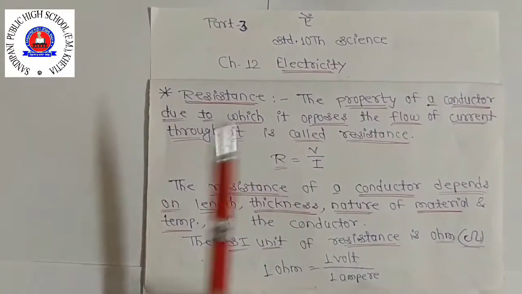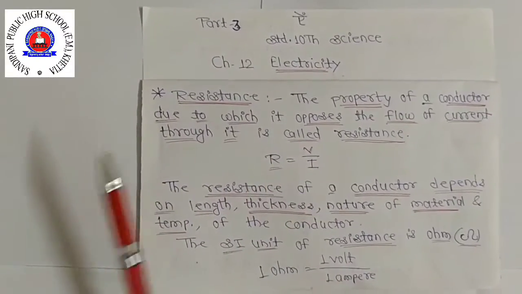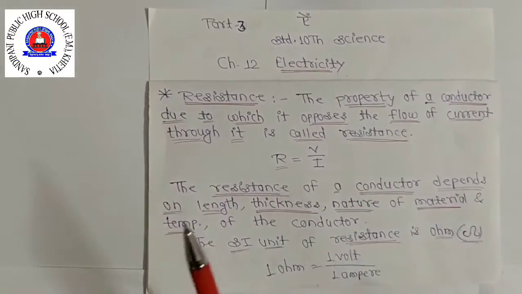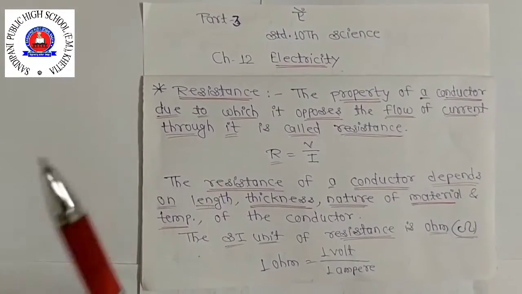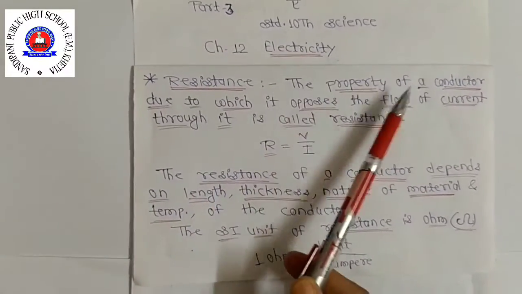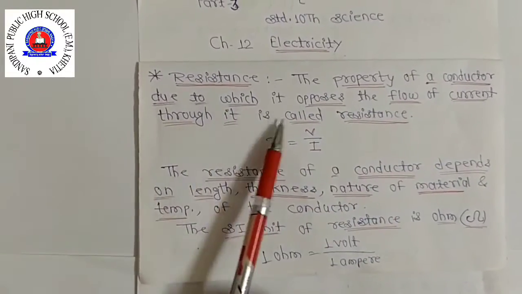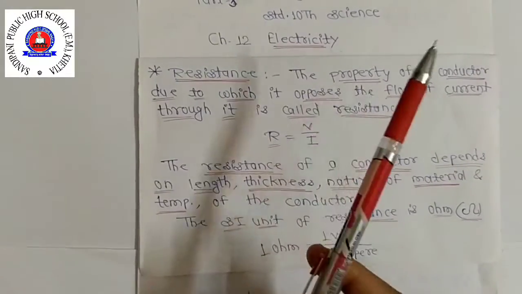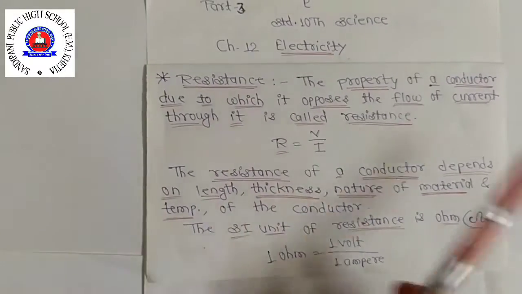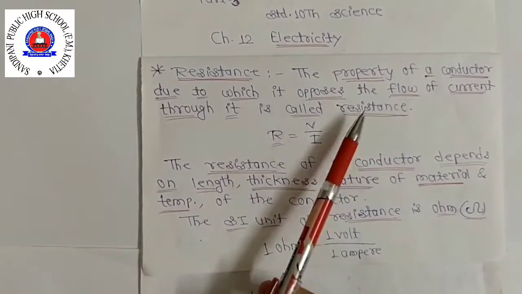Due to this collision, there is some obstruction or opposition to the flow of electron current through the conductor. So whenever they collide, there is obstruction to the flow of that electron current. So the property of a conductor due to which it opposes the flow of current through it is called resistance. It is a property of a conductor due to which it opposes the flow of current through it.